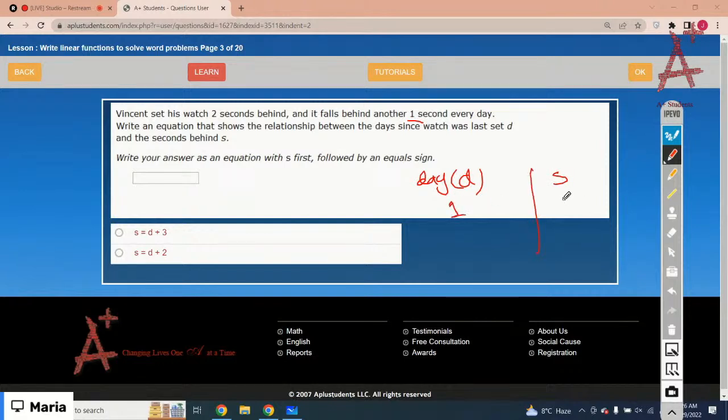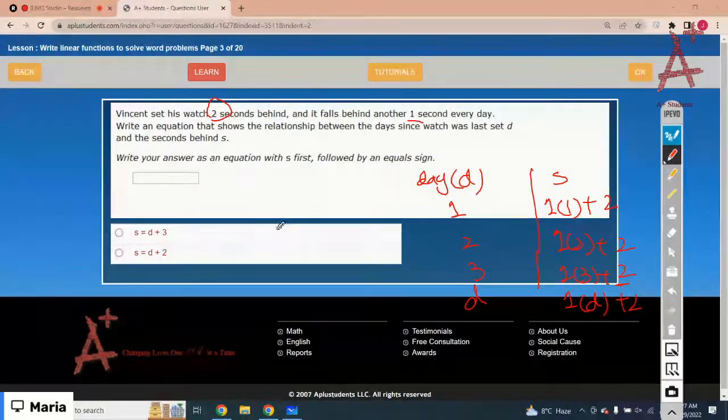On day one, the clock is set 2 seconds behind, and 1 second behind every day, one times one, and already it is 2 seconds behind. It would be then plus two. On day two, it would be one times two plus two. On day three, it would be one times three plus two, because two is the 2 seconds behind, and that is the one every day it goes behind. So for D days, it would be one times D plus two.